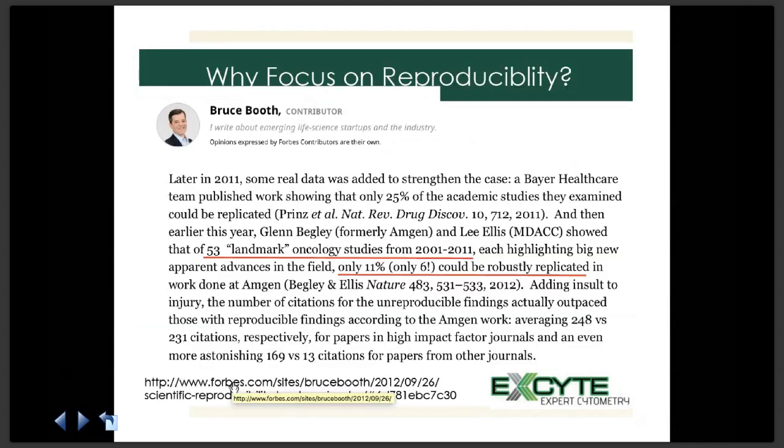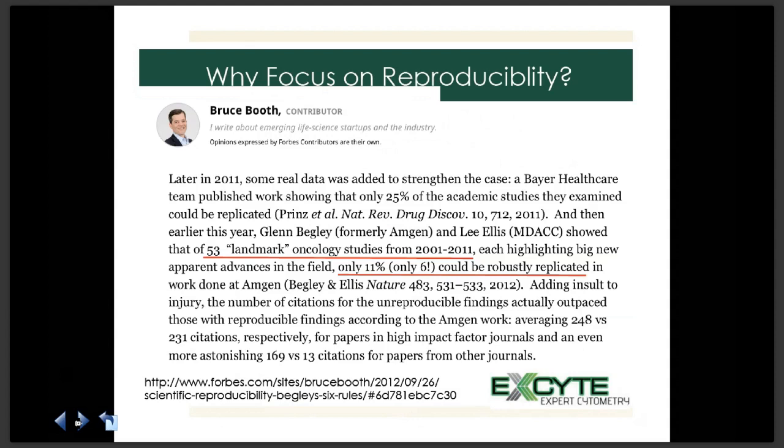But I'd like to highlight this article that was published in Forbes magazine, in which Bruce Booth highlights a paper by Glenn Begley and Lee Ellis, where they cite 53 landmark oncology studies, and only 6 of those could be robustly reproduced. And more importantly, as I showed, the irreproducible findings actually outpace those reproducible findings if you look at the number of citations. So that's kind of a concern.